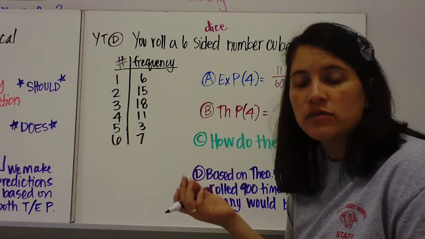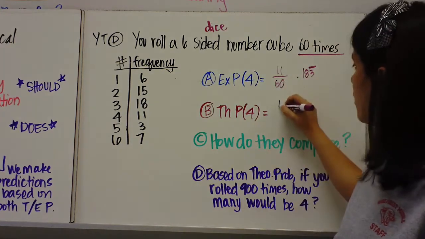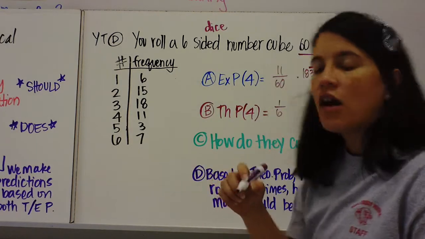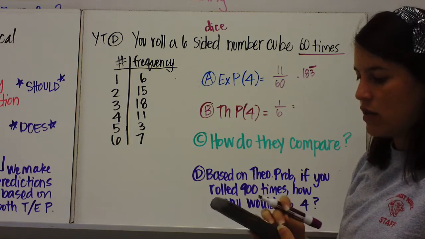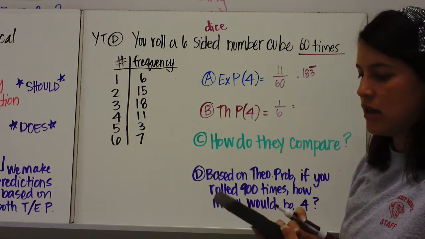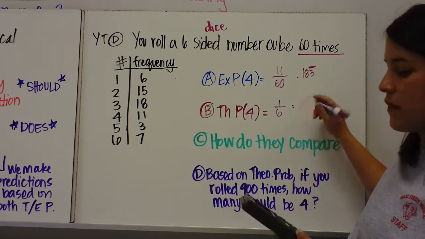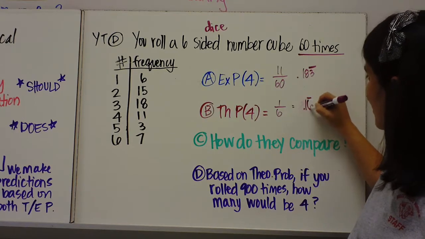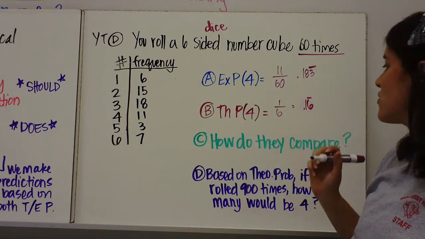What is the theoretical probability of rolling a 4? If you have a number cube and you just want to know what's the chance that you roll a 4, you have 1 four out of 6 sides, because there are 6 sides, 1 through 6. And 1/6 as a decimal is 0.16 repeating.